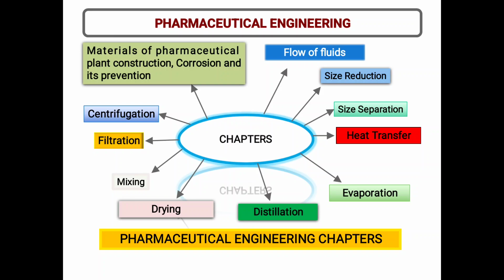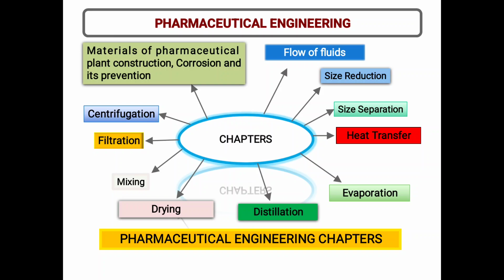The second chapter is size reduction. Size reduction is a unit operation in which larger sizes are reduced into smaller ones by applying external force. Size separation is separation to give a uniform size by passing the drug material through sieving. It is also called sieving technique. Heat transfer is transfer of heat from higher concentration to lower concentration. The modes of heat transfer are conduction, convection and radiation. There are three modes of heat transfer.